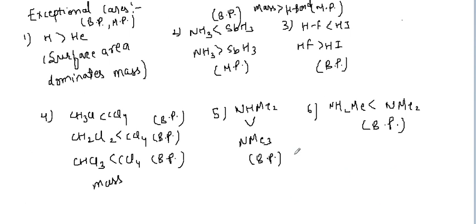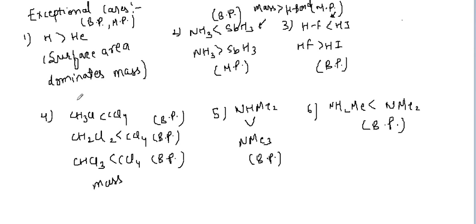Now we are talking about some exception cases. Hydrogen is greater than helium in boiling point and melting point; here surface area dominates over the mass. Second, ammonia is less than SbH3 in boiling point and greater in melting point. The higher melting point justifies the hydrogen bonding, but here the mass dominates over hydrogen bonding. Again here also mass dominates over hydrogen bonding. That's why HI has the greater melting point. Here melting point is greater, here boiling point is greater.